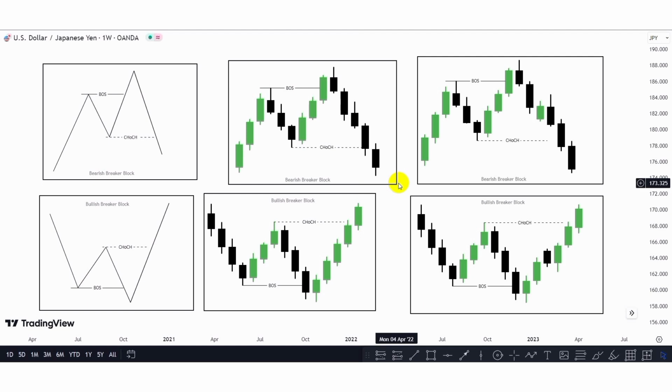I won't really say that a breaker block is a failed order block. No, rather I would say that a breaker block is actually a violated order block. So when we head to the chart, you are going to understand what I mean by saying that a breaker block is a violated order block rather than a failed order block. And we actually have two types of breaker blocks: the bullish breaker block and the bearish breaker block.